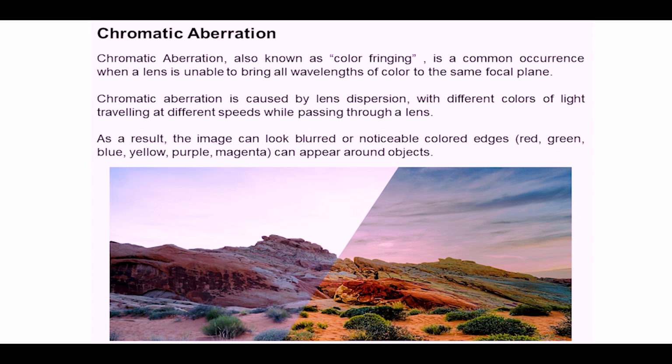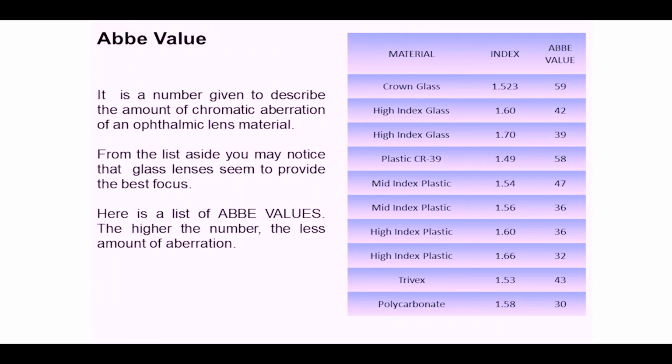Why does this happen? Because lenses have an Abbe value. And what is an Abbe value? It is a number given to describe the amount of chromatic aberration of an ophthalmic material. From the list on the side, you will be able to notice that the glass lenses seem to provide the best focus.